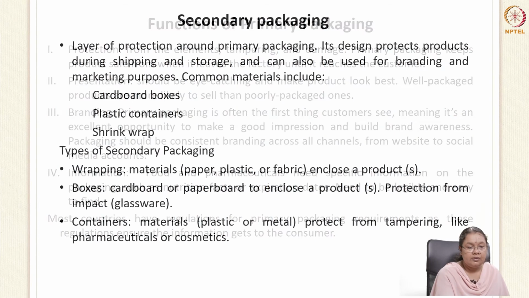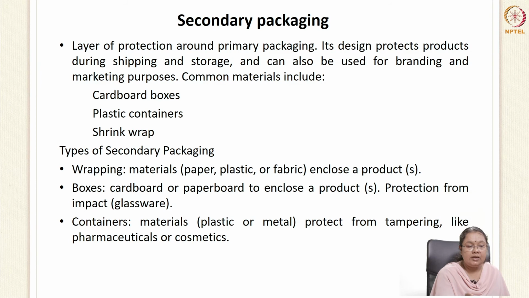Now, secondary packaging. These are the layer of protection around the primary package, and these are important during shipping and storage. And these can also be used for branding and marketing purposes. The main materials generally used for secondary packaging are cardboard boxes and plastic containers. We also use shrink wrap in the case of bottles. There are different types of secondary packaging. As wrapping, we go for plastics, paper, fabrics, which include the product or a number of products. And then we have boxes made of cardboard or paperboard, which also protect the content from impact.